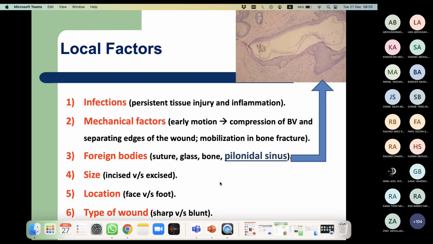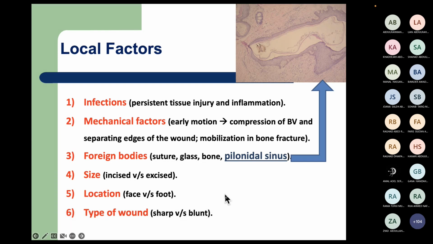Size is clear, we have seen just now. If it is an incised wound, where the surgeon makes an incision, the healing will be good. If the surgeon does an excision, removal of a tissue, then healing will be slow and it will take time. That will be by secondary intention. Location, I told you in the beginning, it is fast on the face because of more blood supply. Healing is slow in the foot because of, again, blood supply. If the wound is sharp and clean, with no damage in the surrounding tissue, it will be quick. And if the wound is blunt with a lot of injury, then it is slow.